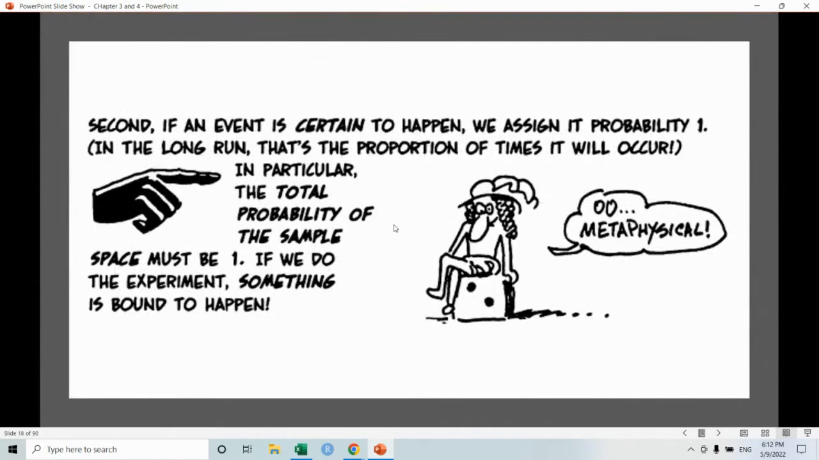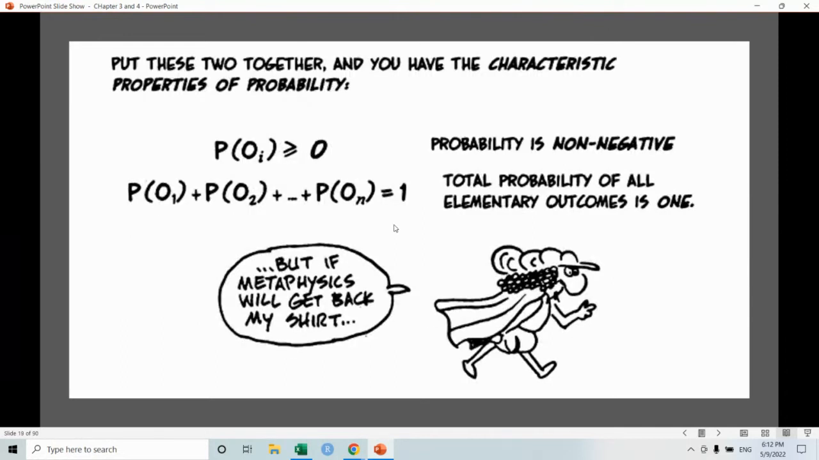So second, if an event is certain to happen, we assign it a probability of 1. So in the long run, that's the proportion of times it will occur. In particular, the total probability of the sample space must be 1. If we do the experiment, something is bound to happen. So basically, all probabilities have to sum up to 1, and none of them can be negative. So put those two together, and those are the properties of probability. Non-negative, and all outcomes must add up to 1.